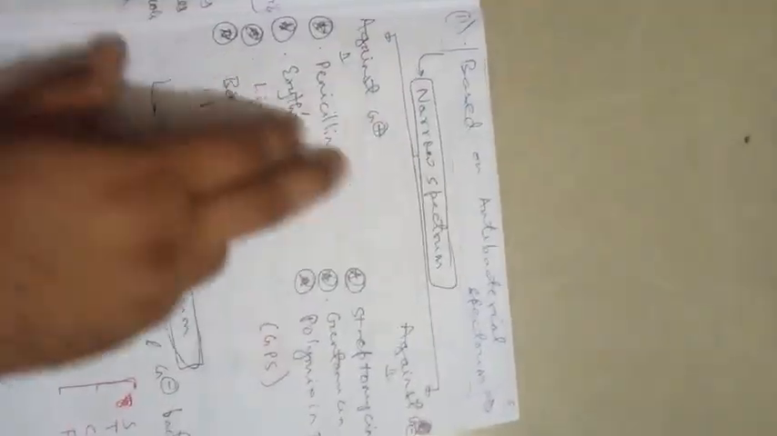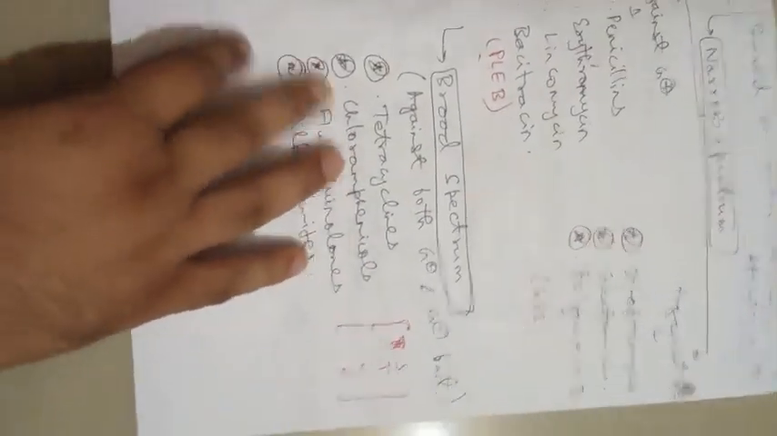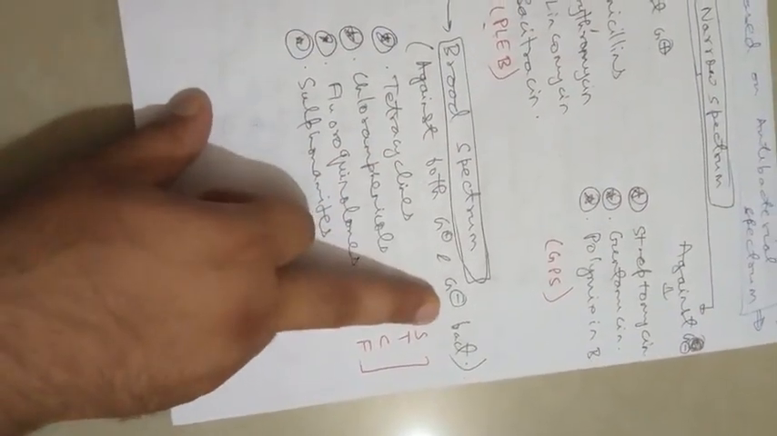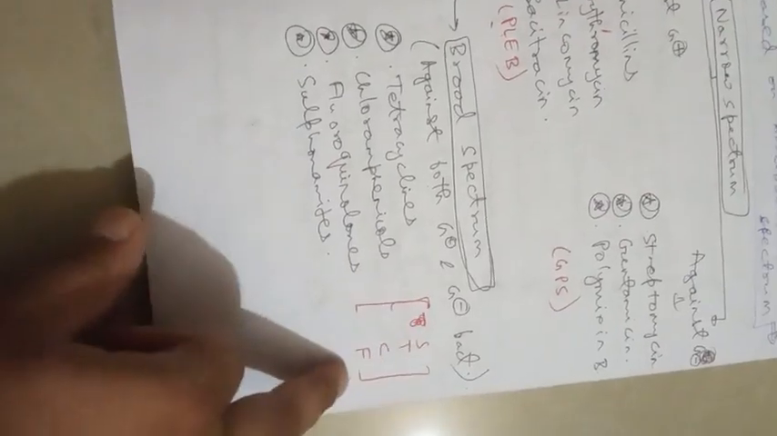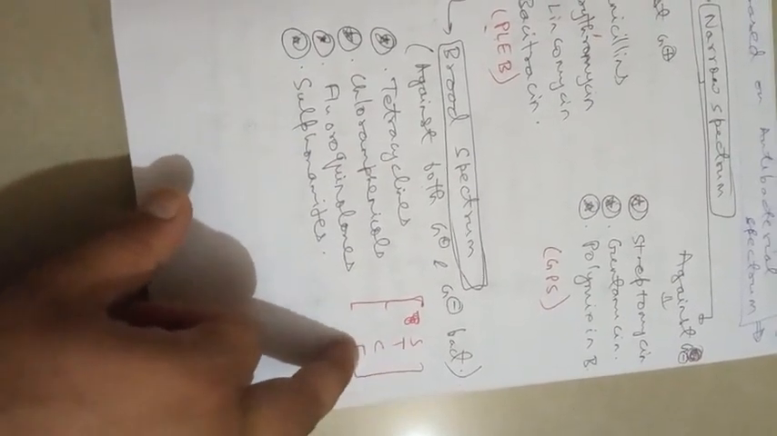Now we have on the basis of antibacterial spectrum. So we have narrow spectrum and broad spectrum. First, broad spectrum means they will be acting against both gram positive and gram negative bacteria. And this includes STCF, that is sulfonamide, tetracycline, chloramphenicol, fluoroquinolones.